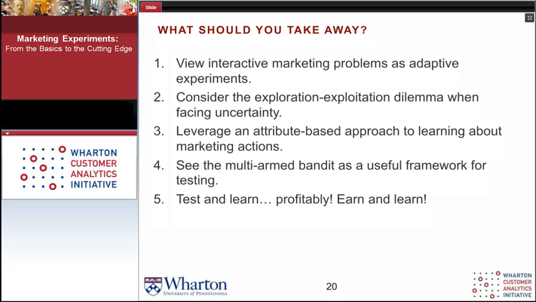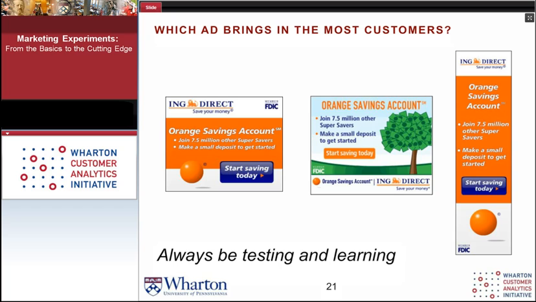So right now, I want to jump into an example. Now, these are just a couple of banner advertisements that you might see.